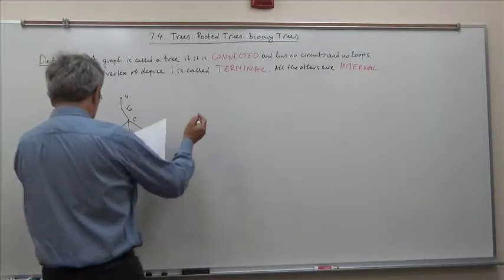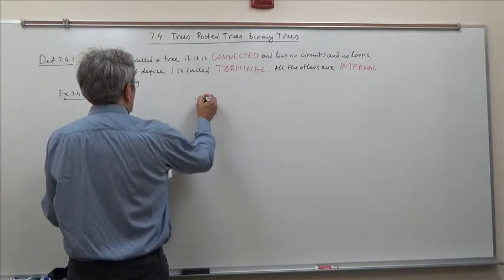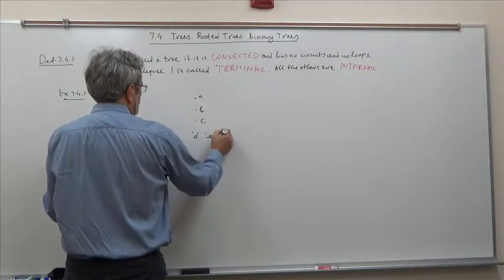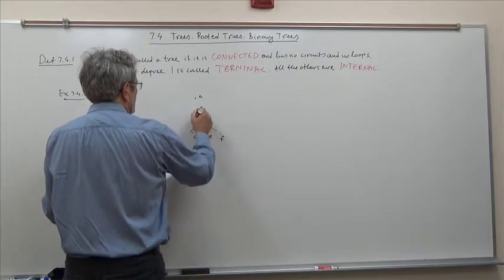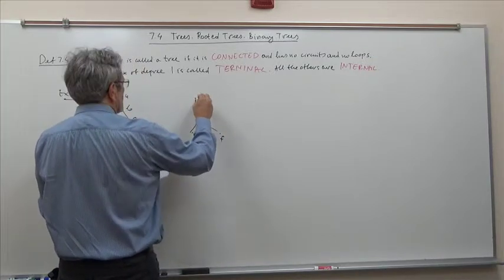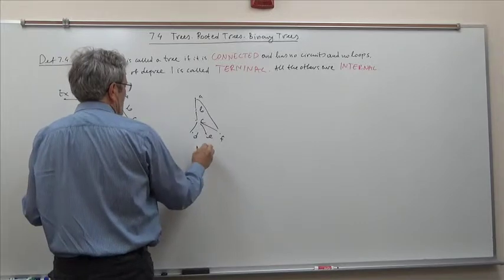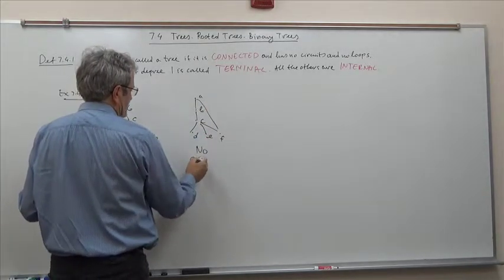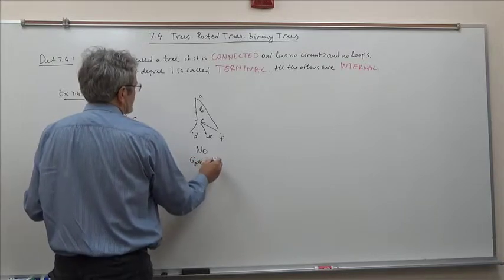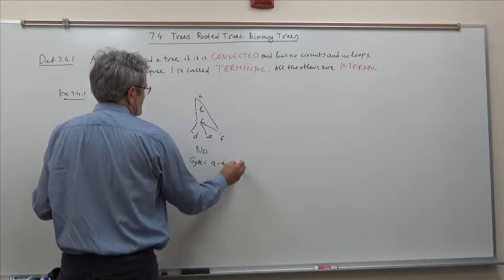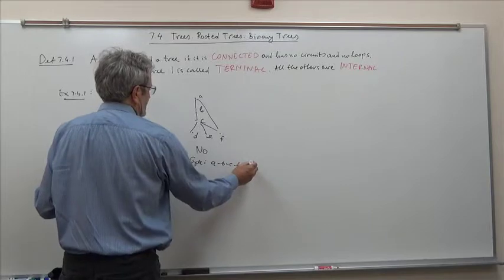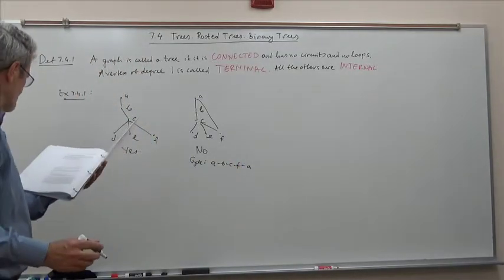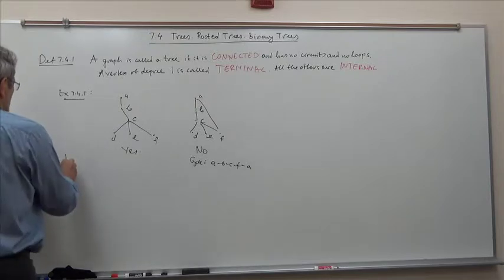And then what about this one? A, B, C. I just made this example. And here is the one. No, and this one, yes. Why not? Because there is a cycle, and that cycle is A, B, C, F, A. So that's why it's not a tree.